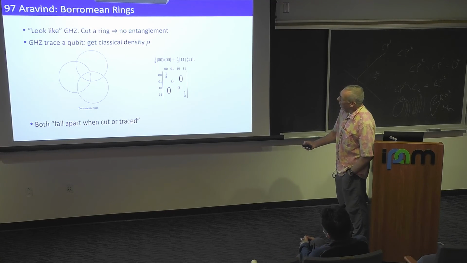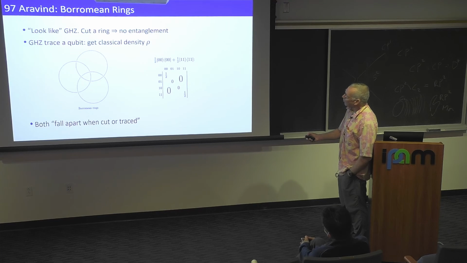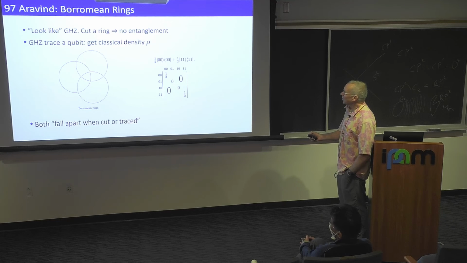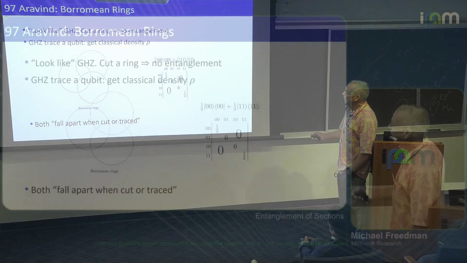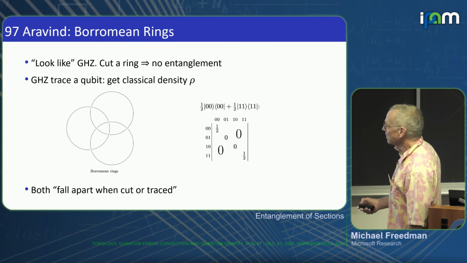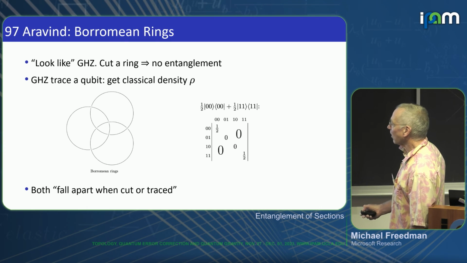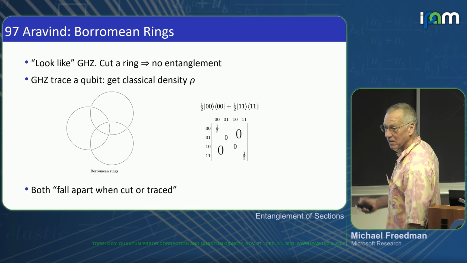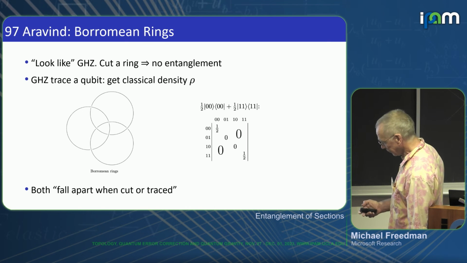Okay, so the Borromean rings have the property that if you cut one, the other two fall apart. And the analog of cut in quantum information is partial trace. If you partial trace one of the three partners out, you get this reduced density matrix for GHZ, which is completely classical. So there's no quantum entanglement left. So in a sense, if you cut or trace, whatever the analogy is, the system falls apart.